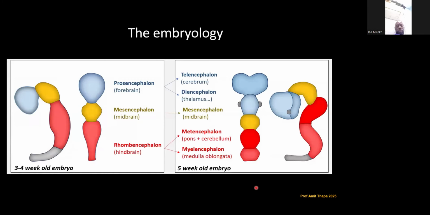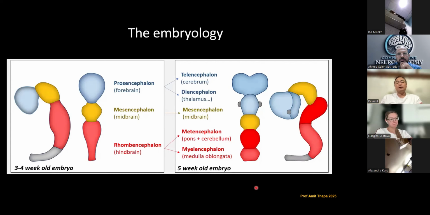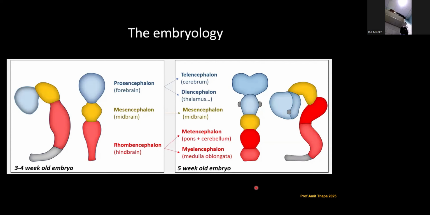and myelencephalon, that is the medulla oblongata. So if you see embryologically, both the pons and the cerebellum are derived from the metencephalon, and they are basically part and parcel of themselves. And that's why, anatomically, the cerebellar hemispheres are wound around the pons.